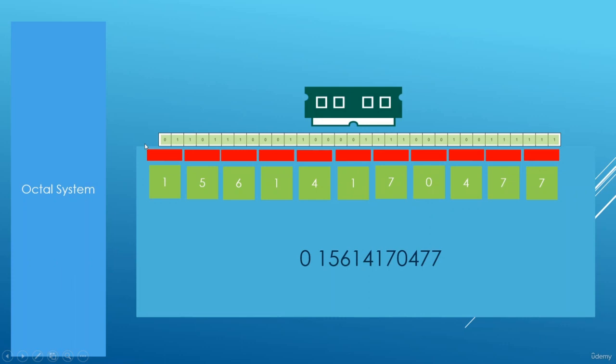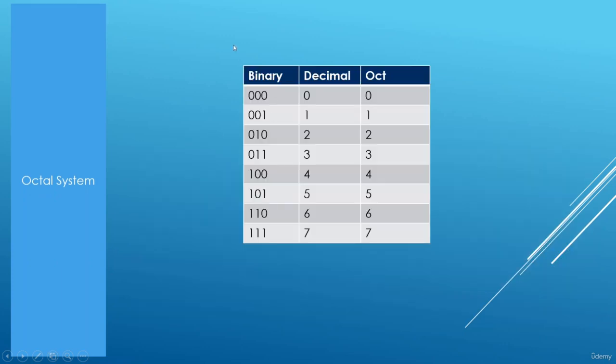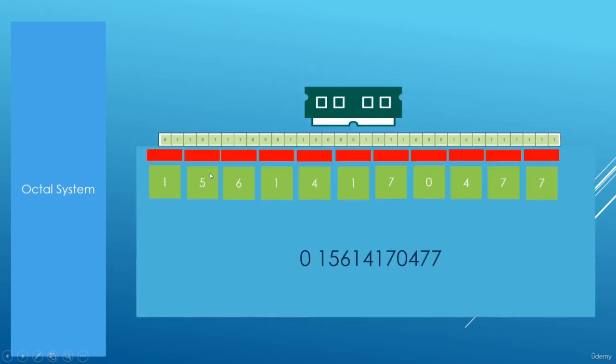And you see on the left we are doing padding and adding a missing bit and making it a 0. So we are coming up with 0, 0, 1. And if we go back to our table here, 0, 0, 1 is a 1. And that's what we put here. So we're going to put this number here. It's going to be 15, 61, 41, 70, 47, 7. And we're going to add a 0 in front to mean that this is a number represented in the octal system. I really hope this makes sense.